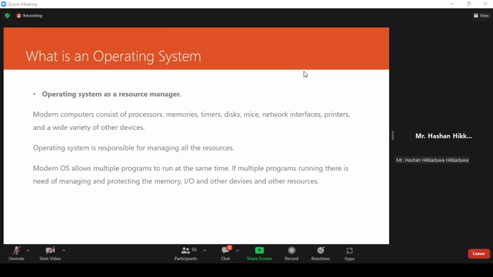Then the operating system as a resource manager. Modern computers consist of processors, memories, timers, disks, mice, network interfaces, printers, and a wide variety of other devices. The operating system is responsible for managing all the resources. A modern operating system allows multiple programs to run at the same time. If multiple programs are running, there is a need for managing and protecting the memory, I/O, and other devices and resources.